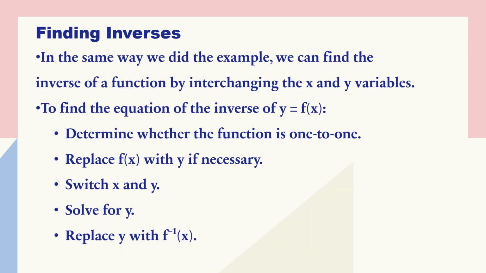Now let's look at the steps that we need to follow while finding the inverse of the given function. So to find the inverse of the given function, first we need to determine whether the function is one-to-one or not. Then we need to replace f of x with the y if it is necessary, and then switch x and y. Next step is solve for y and replace y with f inverse of x. This way we can find the inverse.